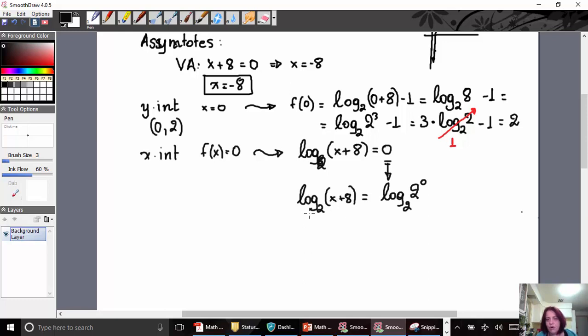Since we now have one logarithm on the left side and one logarithm on the right side, and the logarithm of the left side is equal to the logarithm of the right side, this simply means that the arguments of those are equal. So x plus 8 is equal to 2 to the 0. But 2 to the 0 is equal to 1. So I have the simple linear equation x plus 8 is equal to 1. And I solve for x, and this gives me x is equal to negative 7.